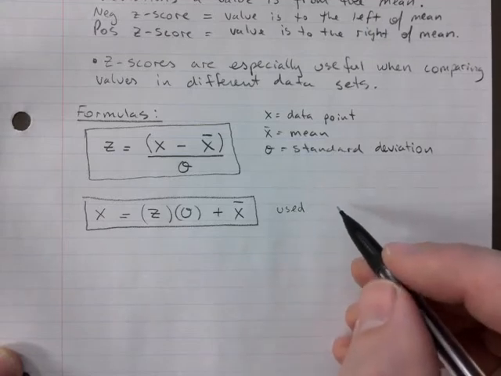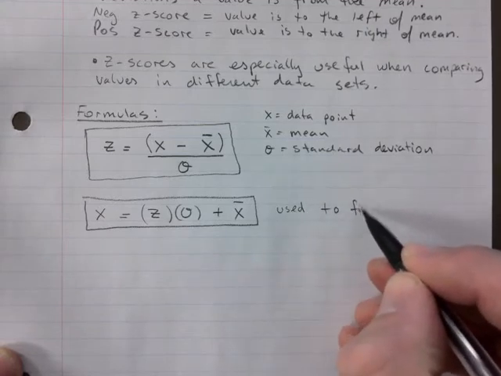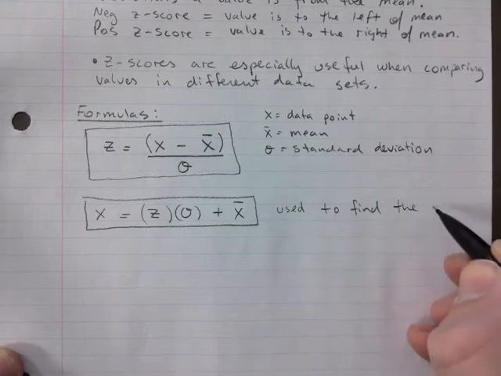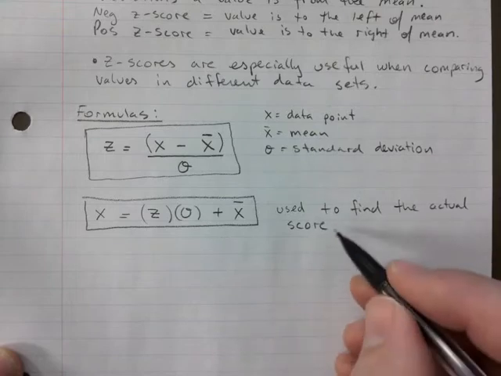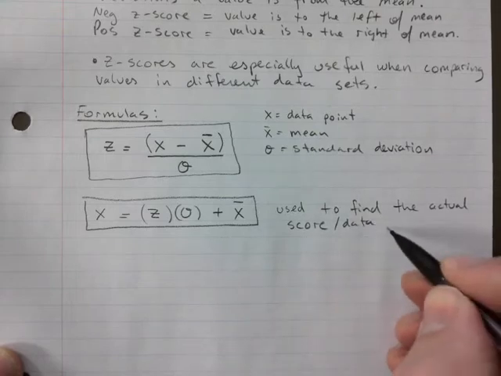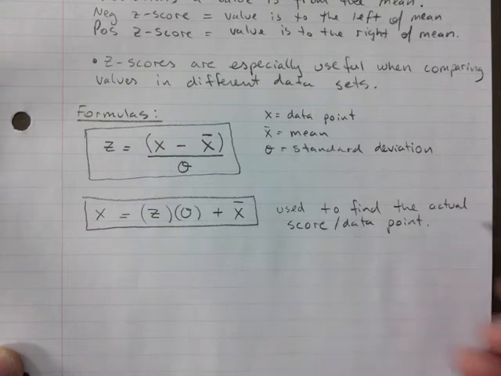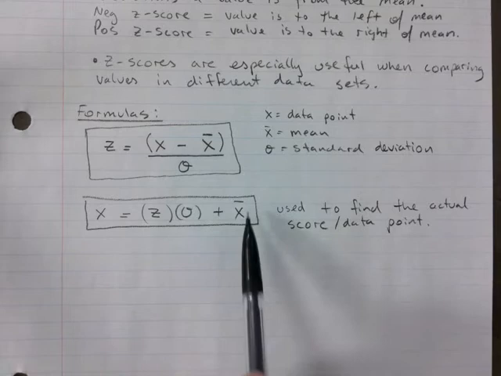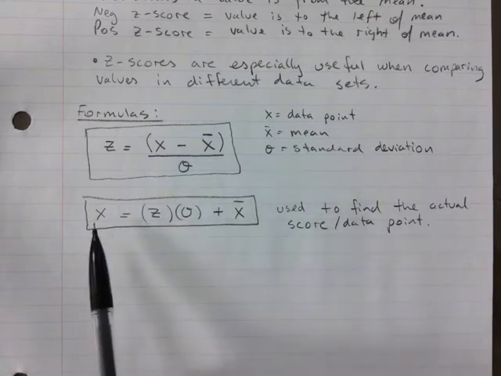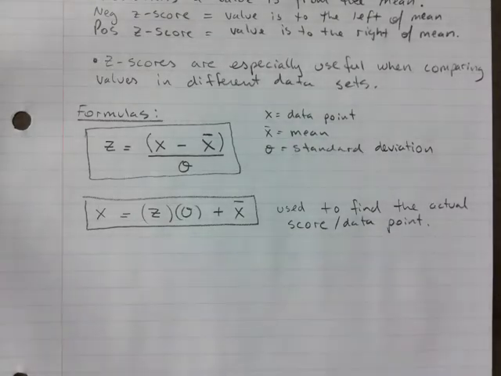Used to find the actual score or data point. So basically, if you have the z-score, the standard deviation, and the average, and they're asking you, like, what's that weight?